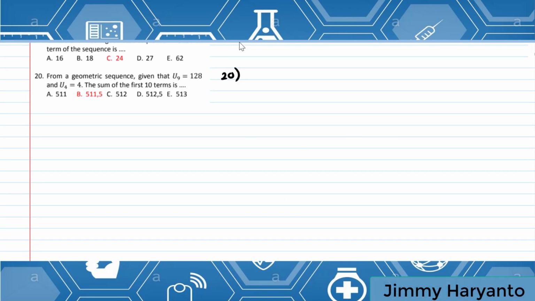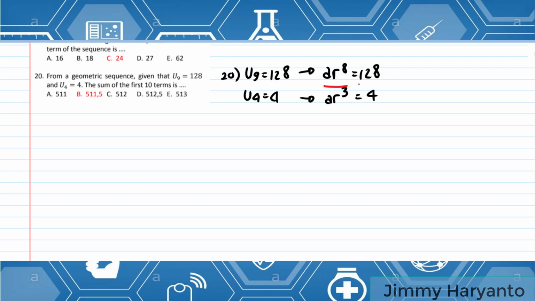Number 20, a geometric sequence given that u9 equals 128, and then u4 equals 4. From this one, I will get a r to the power of 9 minus 1, 8, equals 128. For this one, I got a r cubed equals 4. Okay, and then we have to use the ratio. Over, you can cross out this one. It will become r to the power of 5 equals 32. And then r will be the fifth root of 32.